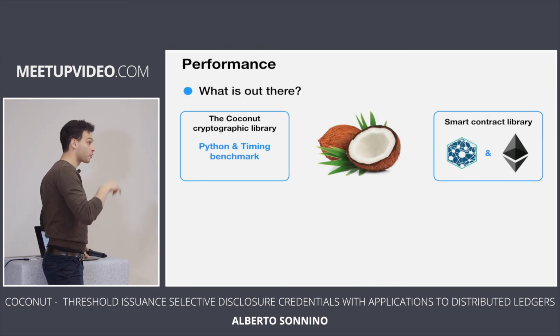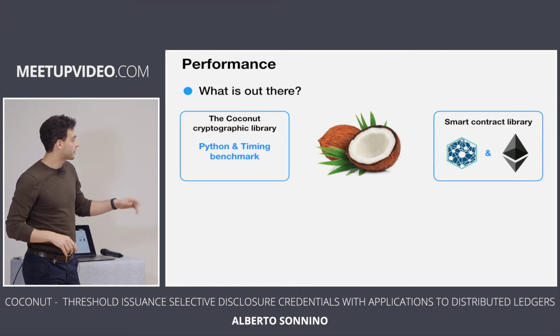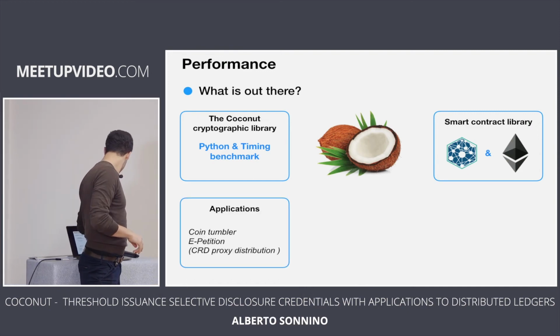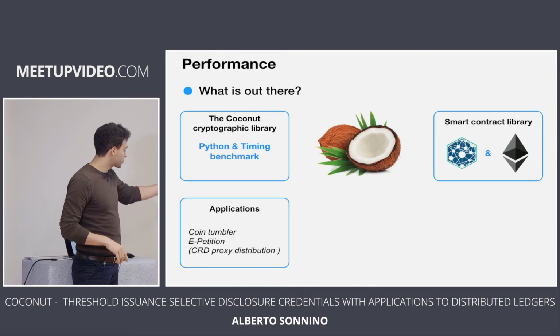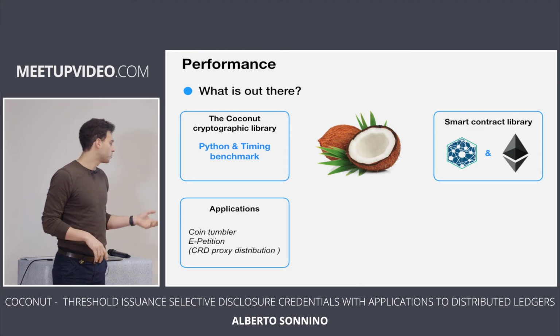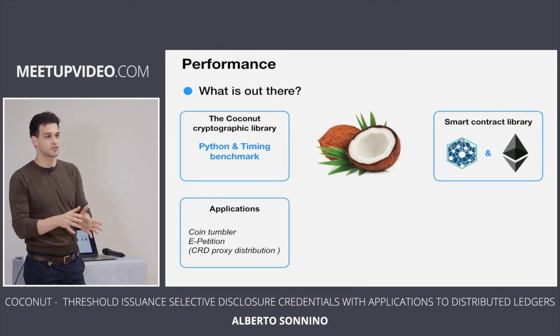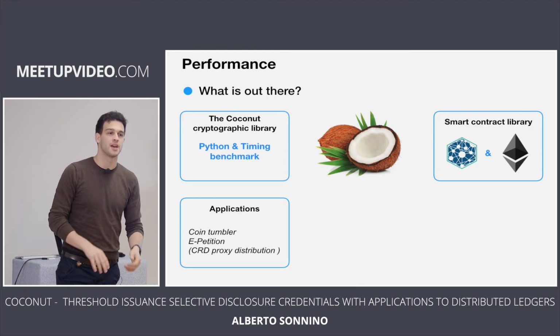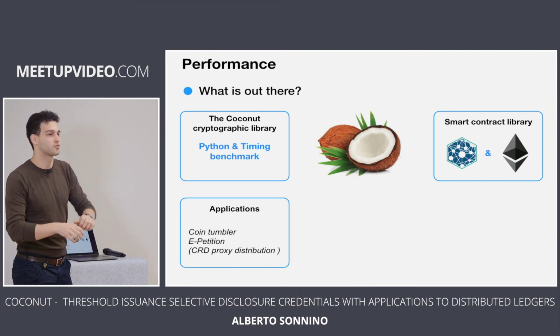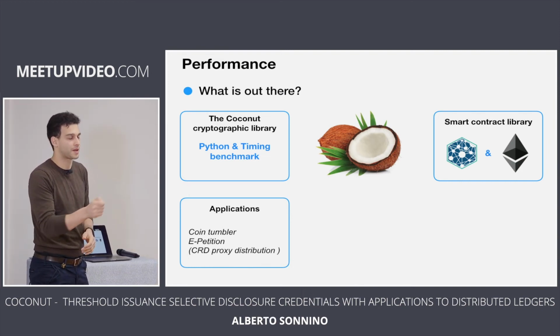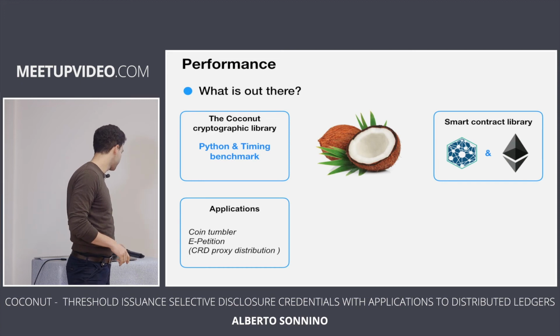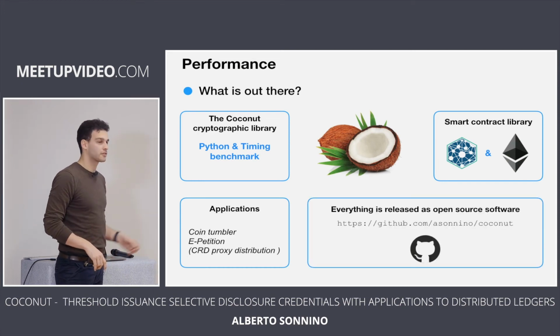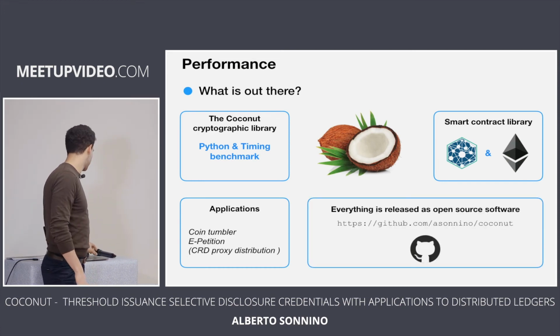So we built a smart contract library for Ethereum and Chainspace, and those applications: the coin tumbler, the e-petition, and we also added another one, which is the censorship-resistant distribution of proxies that leverages those credentials to prevent censorship at the level of the proxy, basically. And it's on GitHub and open source if you're ever interested in that.